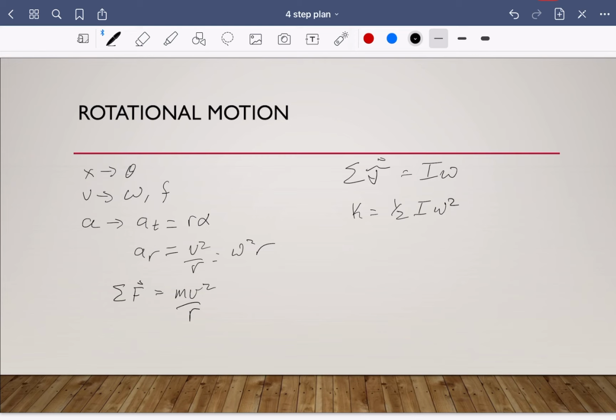So when I'm talking about uniform motion, this is the equation I'm using, and I know that when I have uniform circular motion, the sum of all the forces is equal to this radial component of the acceleration, which is mv squared over r. I also have Newton's second law in angular form, which says that the sum of all the torques is equal to I alpha, and I is just the angular mass, right? And then I have an angular kinetic energy, which is 1/2 I omega squared.